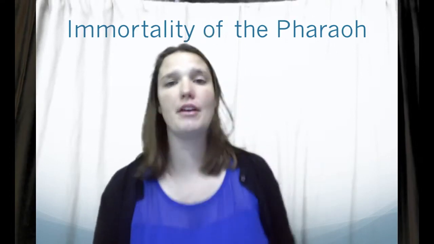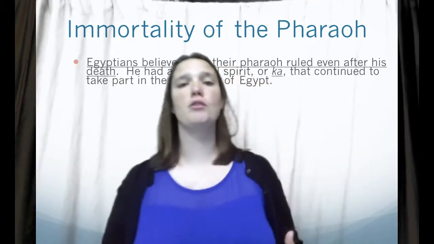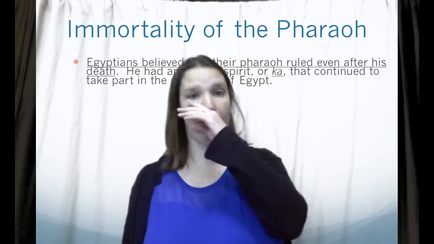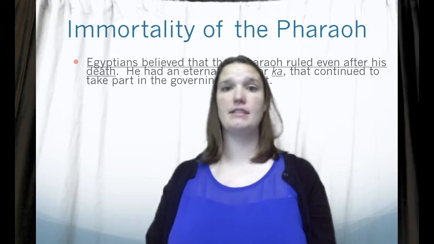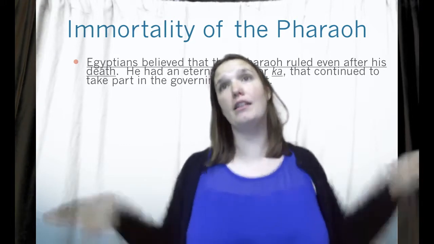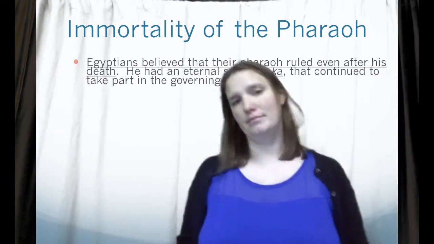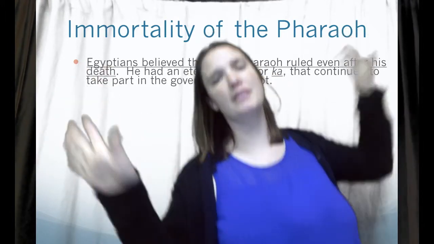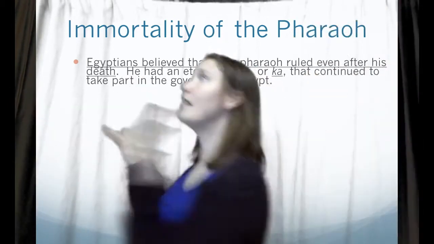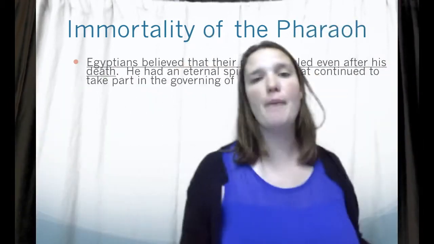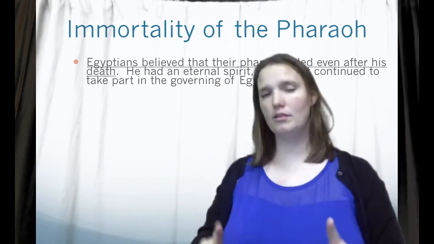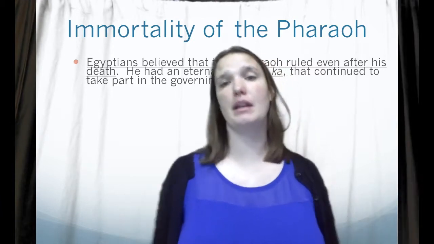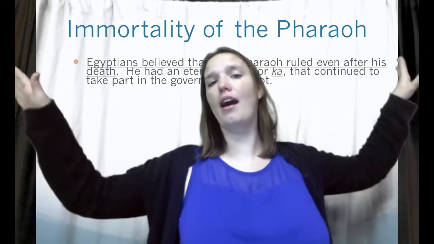So the pharaoh is immortal, meaning that the pharaoh will never truly die. He continues to rule after his physical death, and he has an eternal spirit referred to as the Ka. Okay, so you can always keep that in mind. It's a spirit forever around. And he or she will be taking part in the government through their eternal Ka.